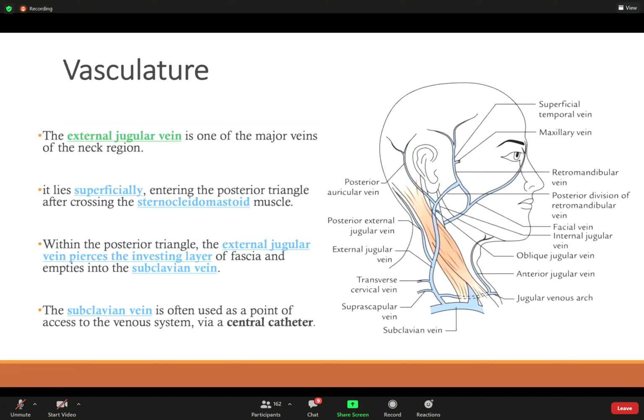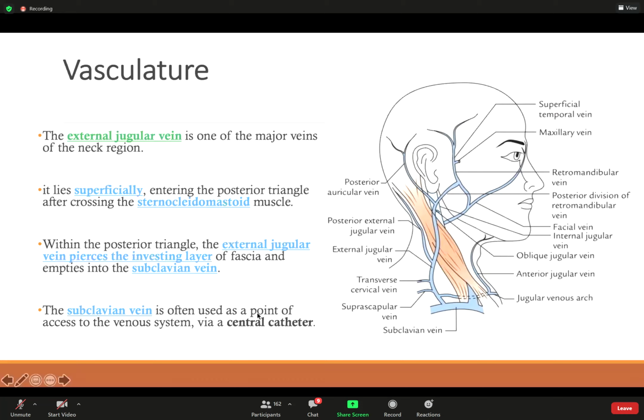This external jugular vein is found superficially, and it pierces the superficial fascia, and then it crosses over this muscle, which is the sternocleidomastoid muscle, and then it empties into the subclavian vein. So this is the route of the external jugular vein.